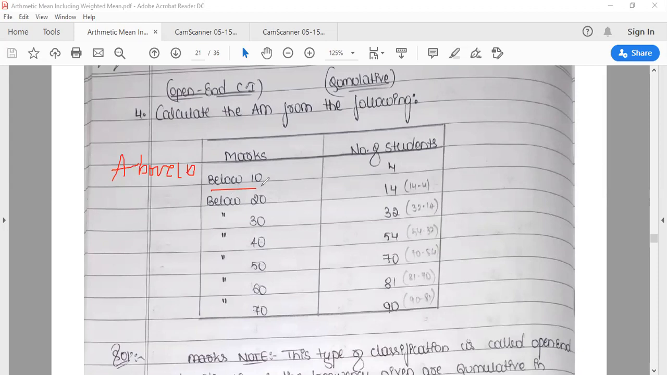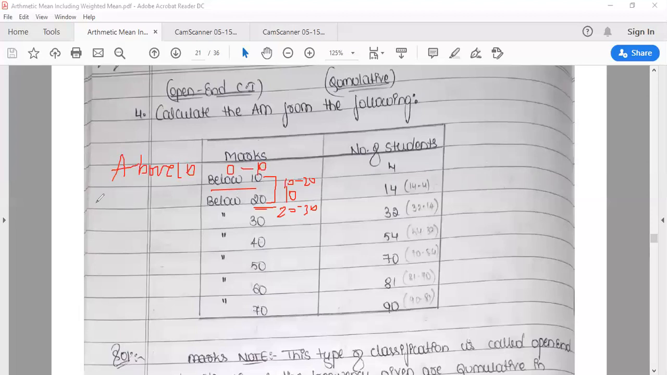Now if you have below 10, below 20, below 10 means you will be taking from 0 to 10. Now, how do I consider it is from 0? I have to see the next number. What is the difference between these two numbers? 10 is the difference. So that will be my class interval, 0 to 10. Now the next one will be 10 to 20, because it is below 20. Next will be 20 to 30, that is below 30. So these are all the open end class intervals here.